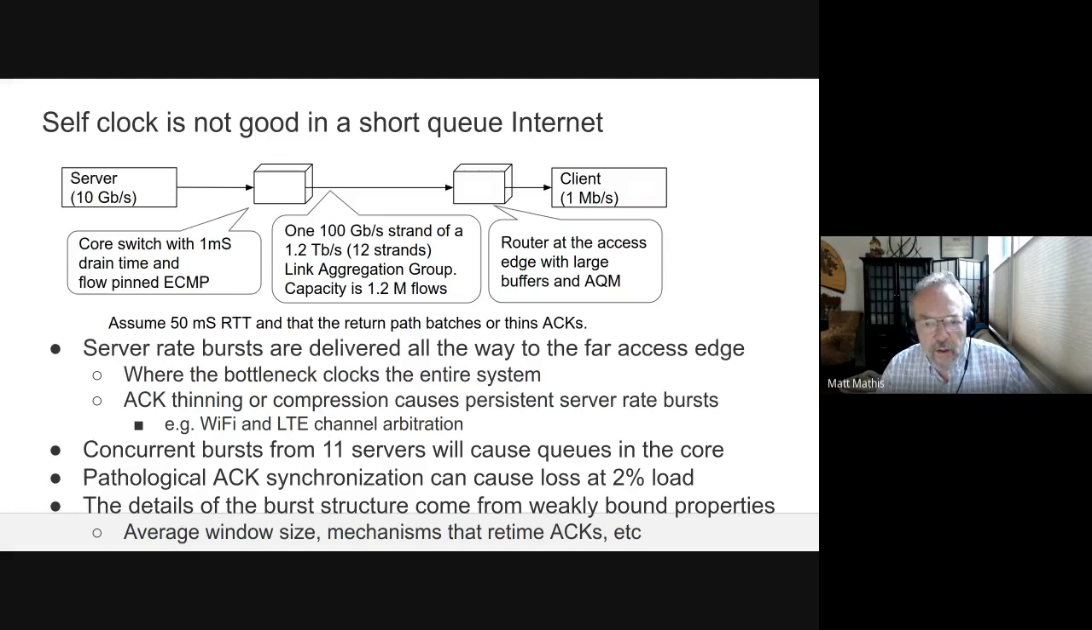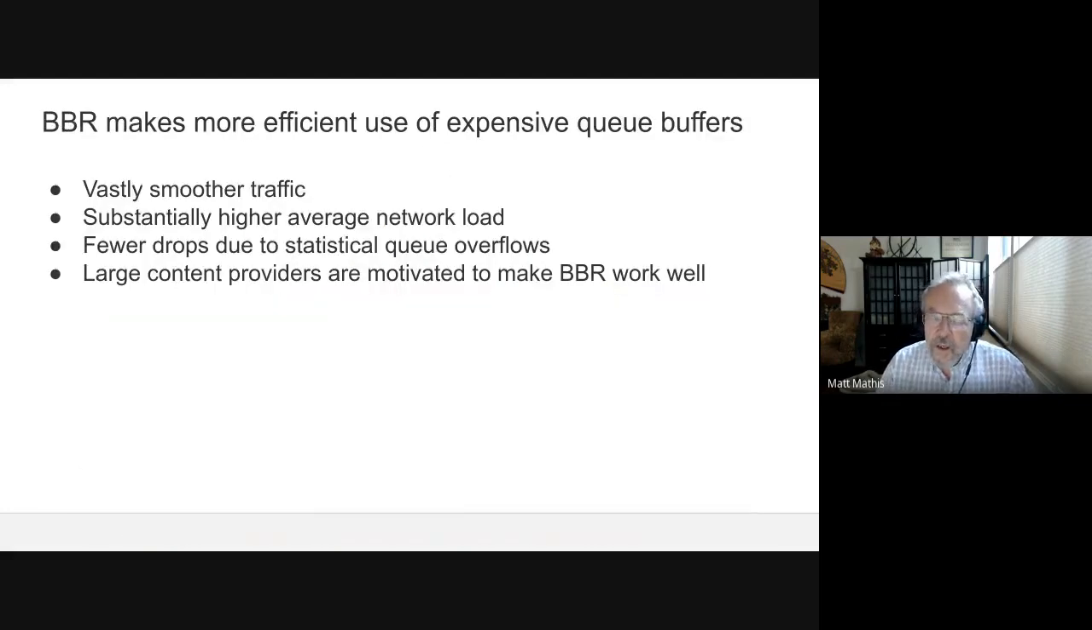And under pathological conditions where all of the ACKs are synchronized for some reason, this will start losing data at only 2% load. This does not use the memory in the switches efficiently because the bursts are sort of unnecessary, but happen anyhow. So that's the point: BBR uses switch buffer memory much more efficiently than self-clocked protocols, and that makes a difference to people who have a lot of expensive switches.